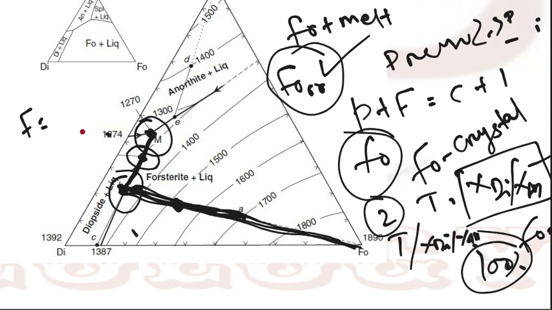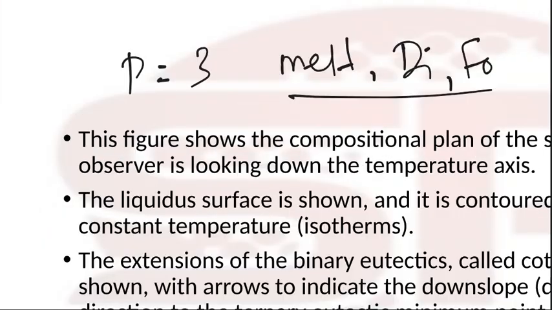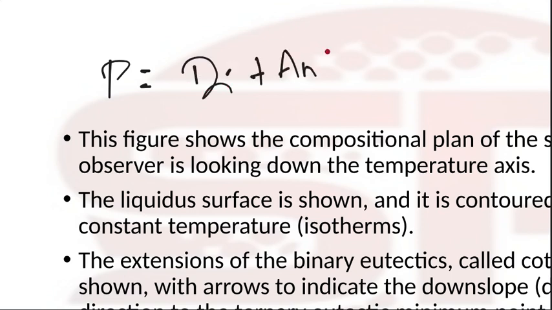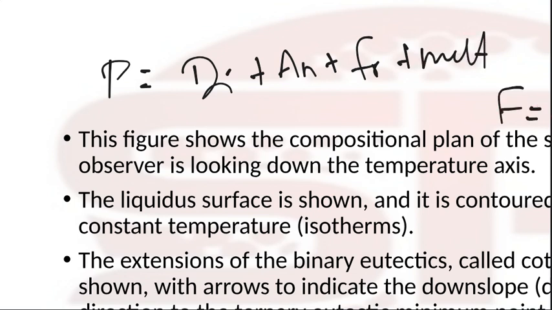At the ternary eutectic, how many phases are there? So at the ternary eutectic there are 4 phases. Very good. That is, the phases are diopside plus anorthite plus phosphorite plus melt. So the degree of freedom is equal to 0.